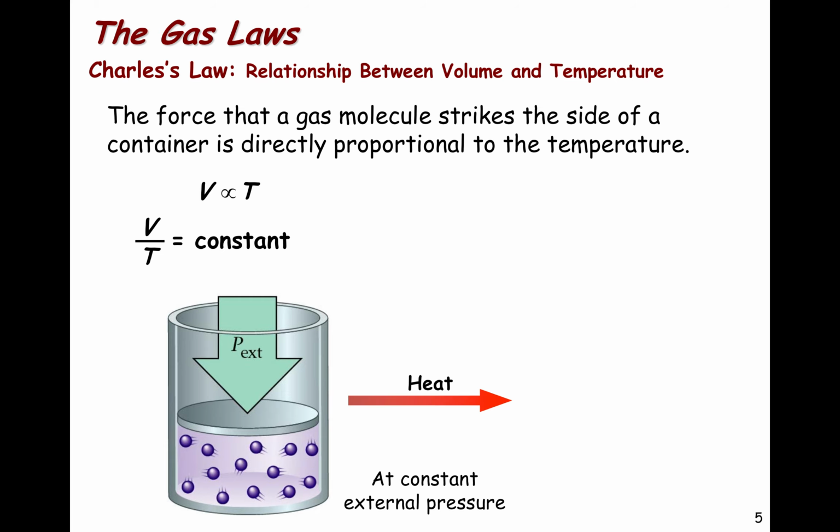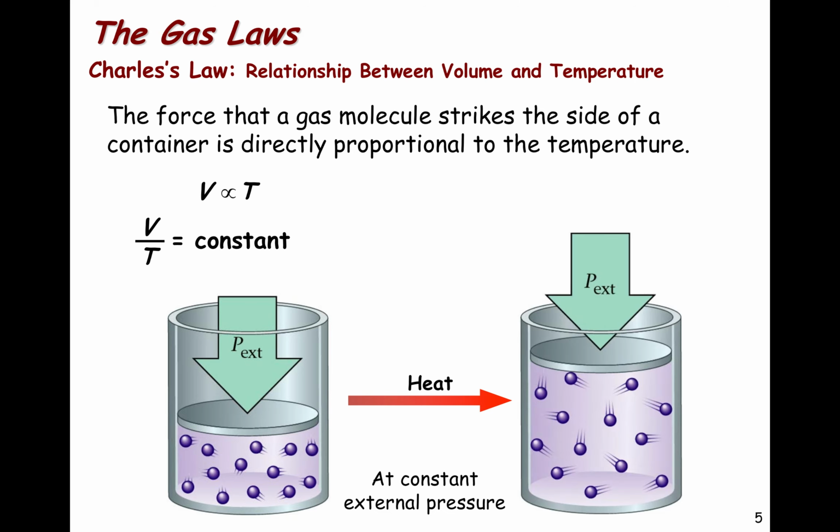And so if we then add heat to the gases in the container, then we have a situation where we would have more collisions with the inside surface of the piston, and this would then cause the volume of the container to increase as long as we don't change the force that is being exerted on the outside of the piston. And so this is the situation of constant pressure, and as a result the volume-temperature direct relationship must be maintained.